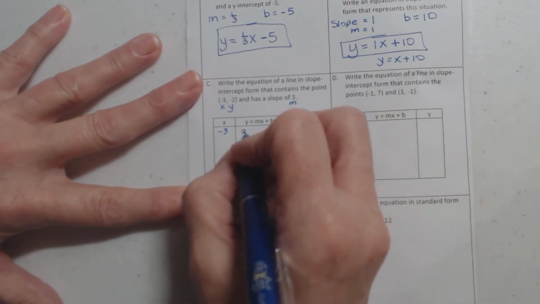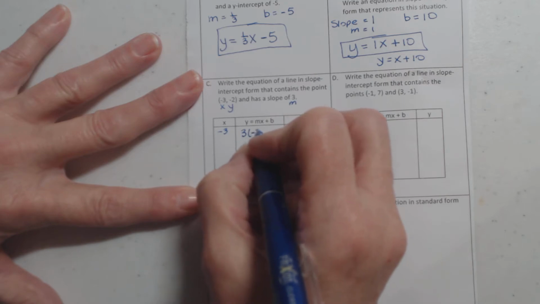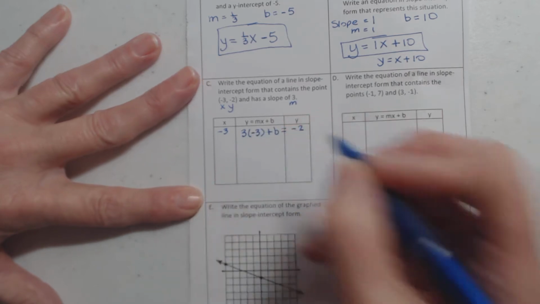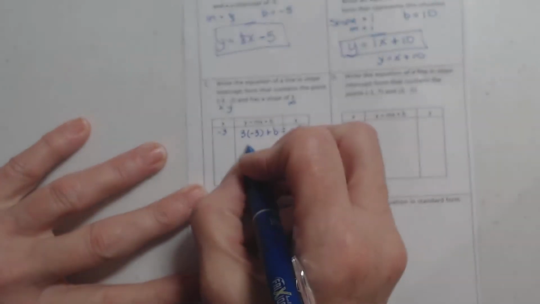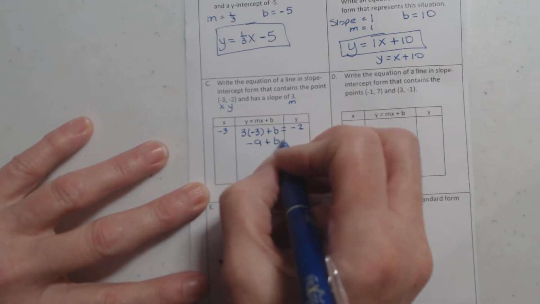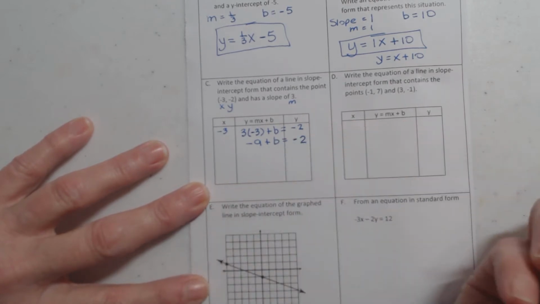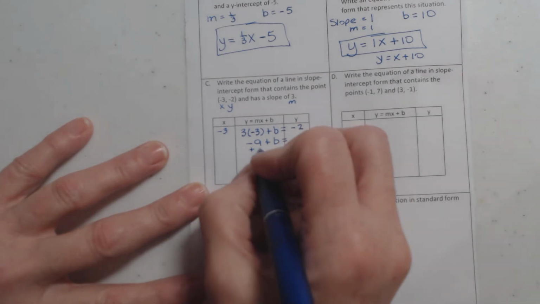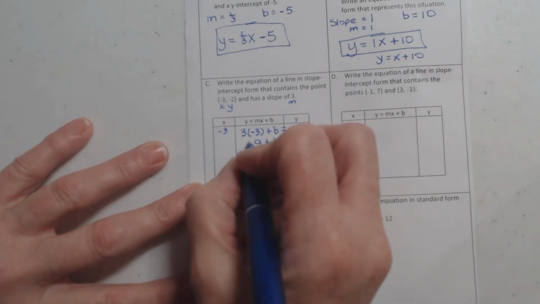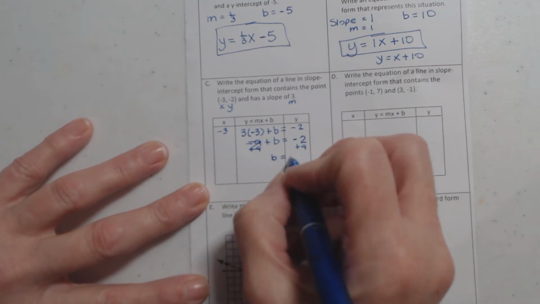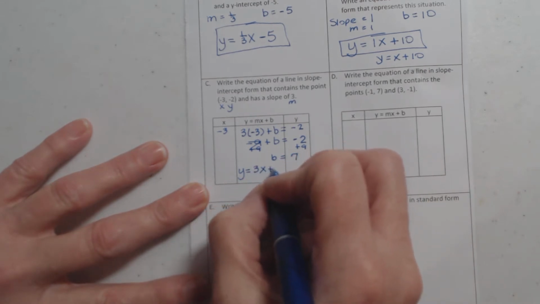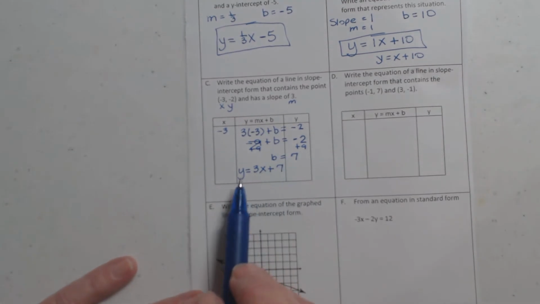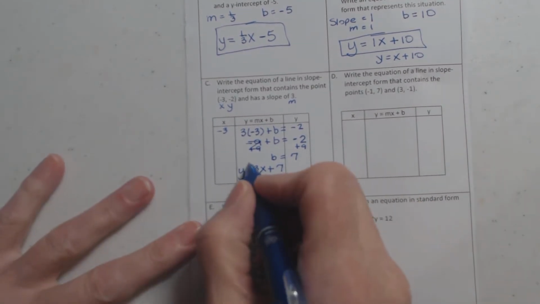So we have a slope of 3 times our x value, which is -3, plus b is equal to -2. So now we take 3 times -3, which is -9, plus our b is going to be equal to -2. We solve for b by adding 9 to both sides. So we end up with b equals 7. So our equation in slope-intercept form is y equals a slope of 3 and a y-intercept of 7. So we have y equals 3x plus 7.